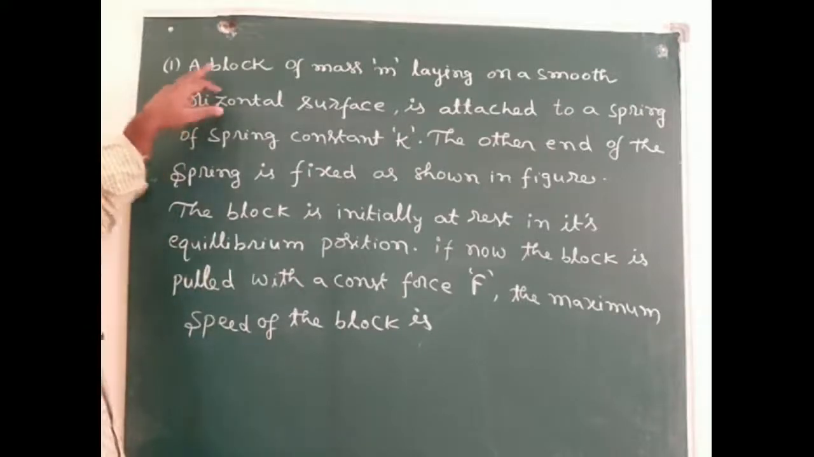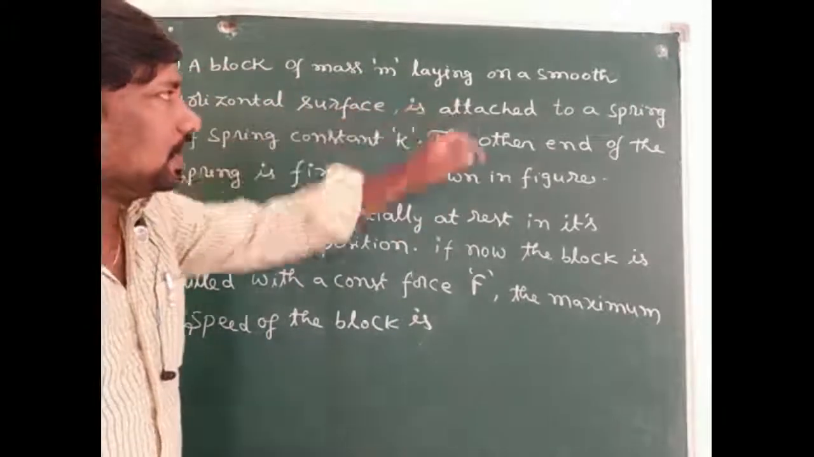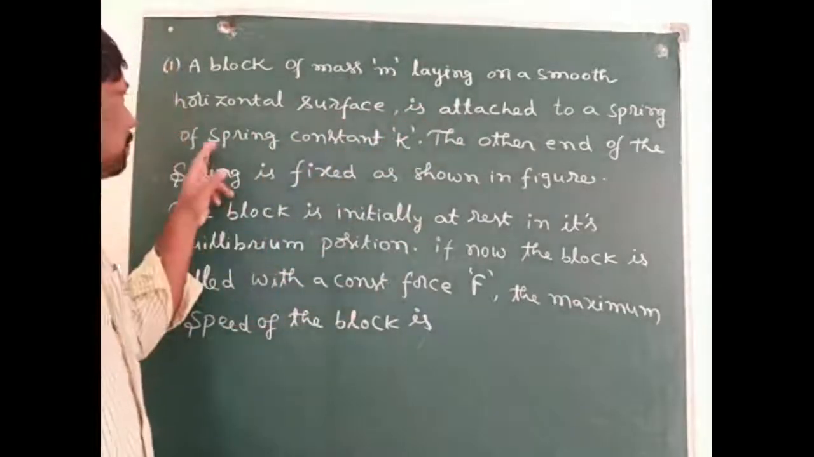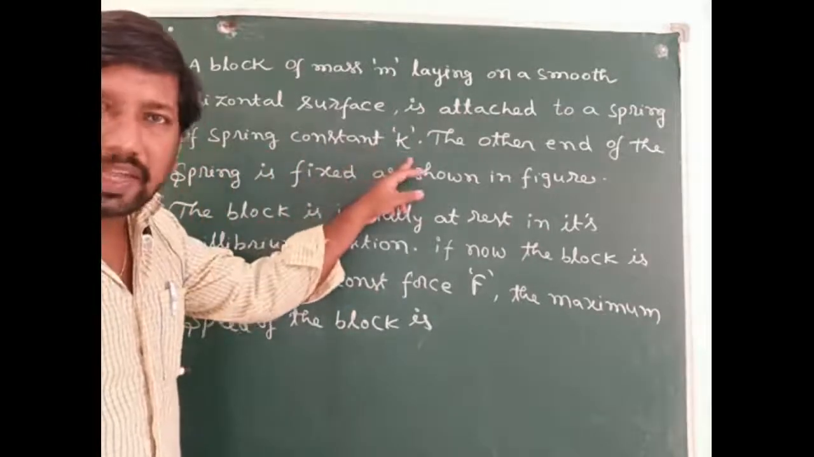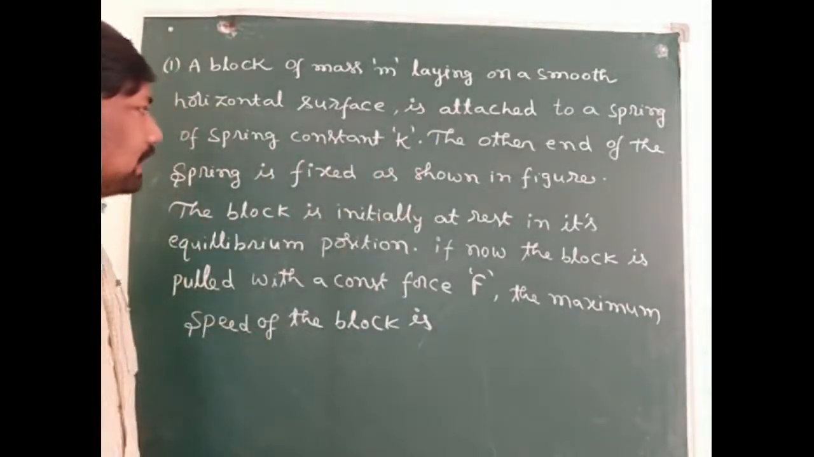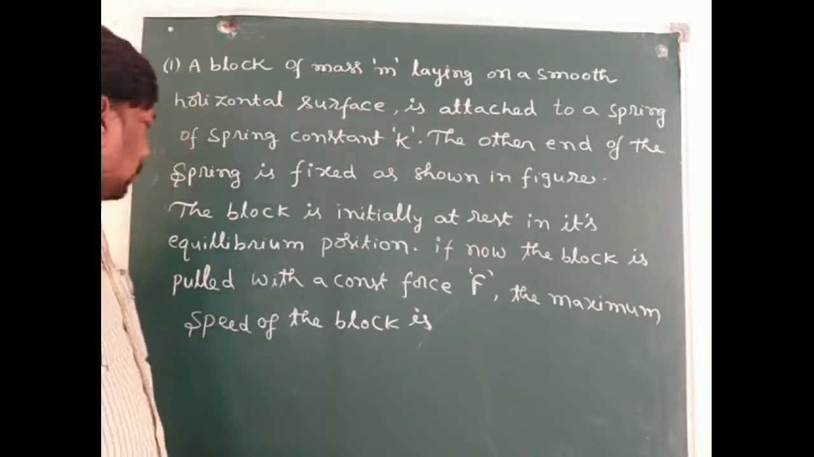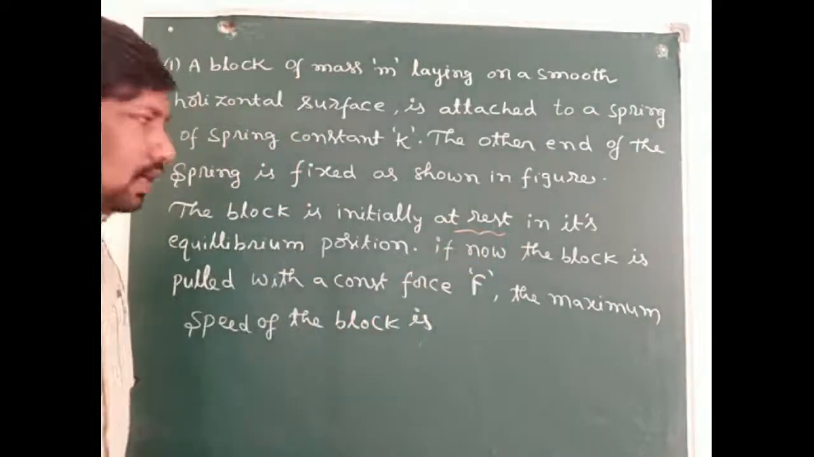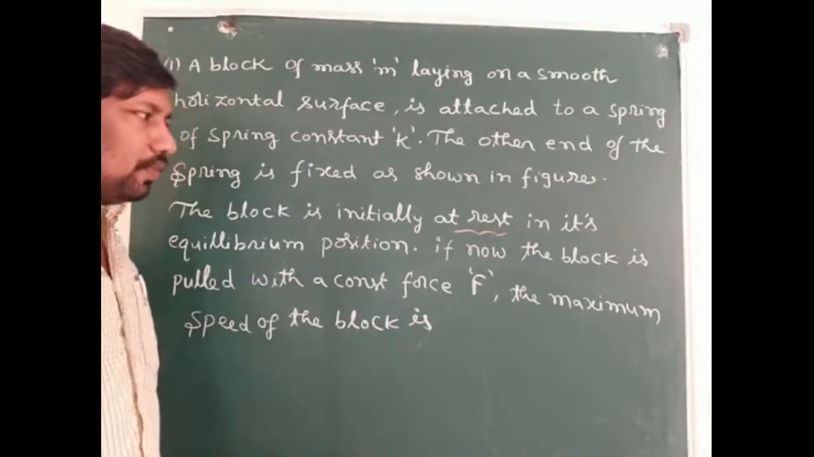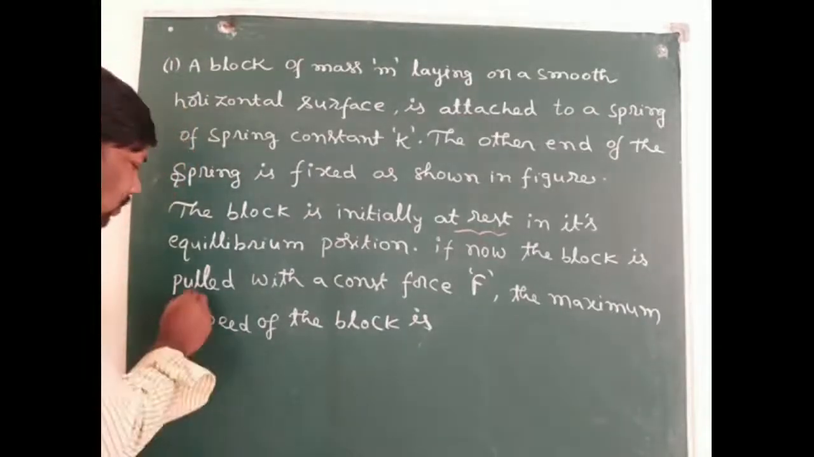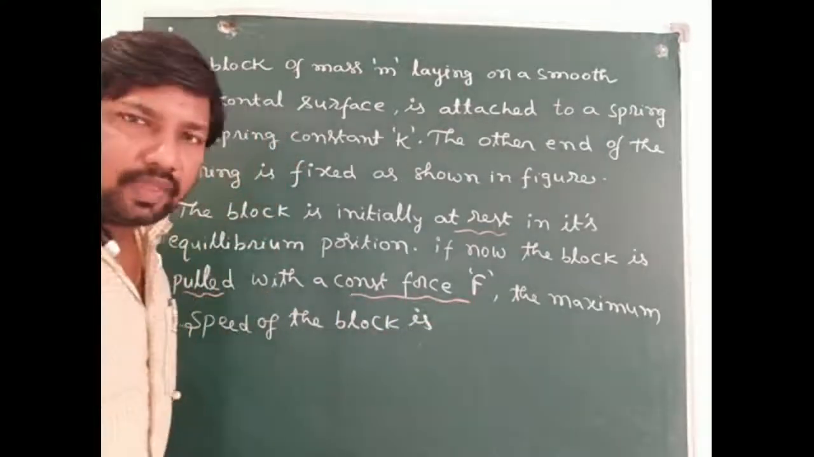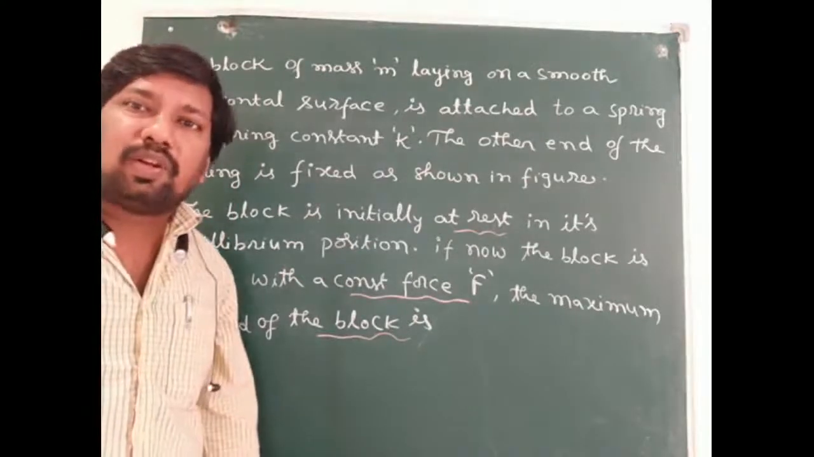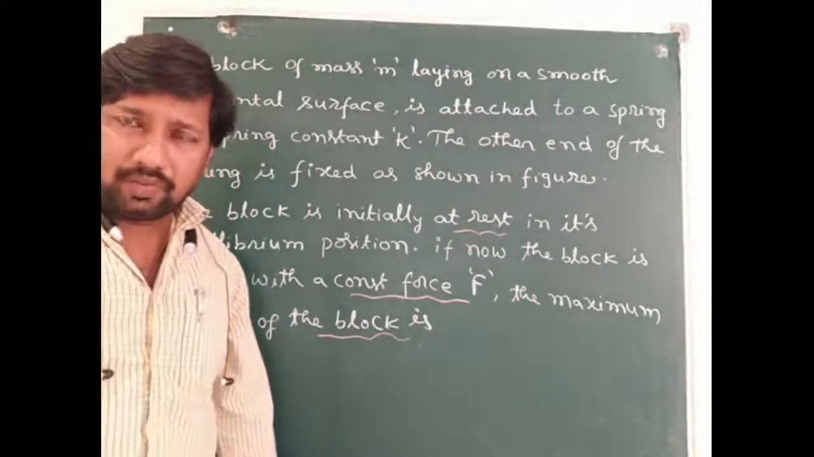Here a block of mass m lying on a smooth horizontal surface is attached to a spring of spring constant K. The other end of the spring is fixed as shown in the figure. The block is initially at rest. This is a very important point. In its equilibrium position, if now the block is pulled with a constant force F, the maximum speed of the block is... We can find out the maximum speed of the block. Now we will draw the diagram.